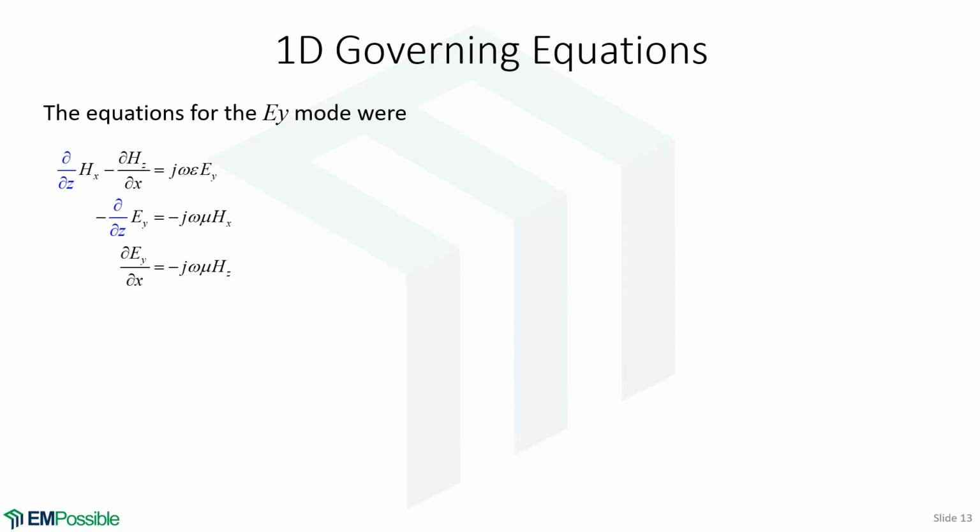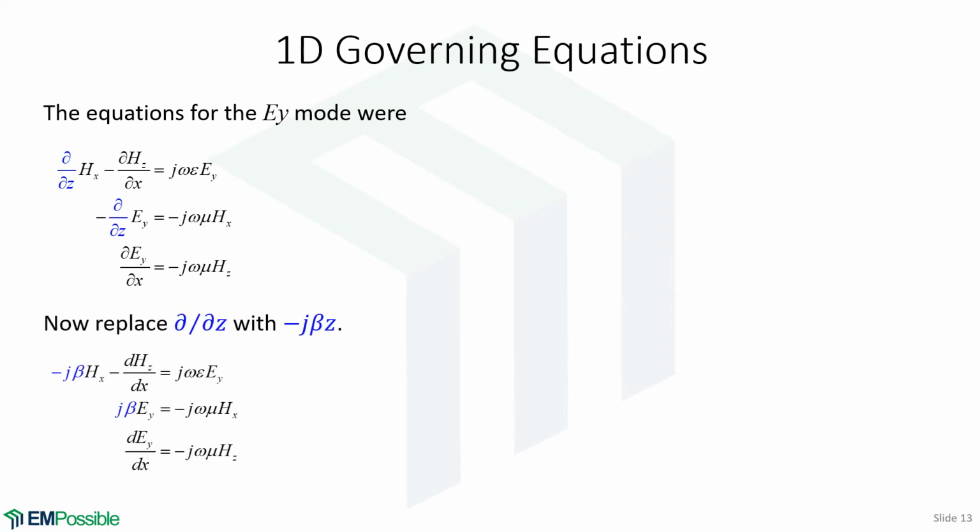So here's our set of 3 equations for that EY mode, and I've color-coded, identified our z derivatives. We're simply going to replace those with minus j beta. And when we do that, we end up here. Looking a little bit simpler, and we still have a little bit more work to do, but we're getting there.